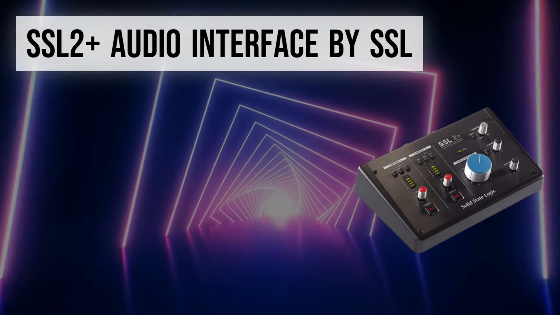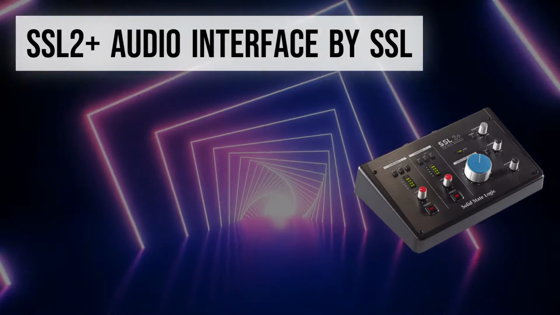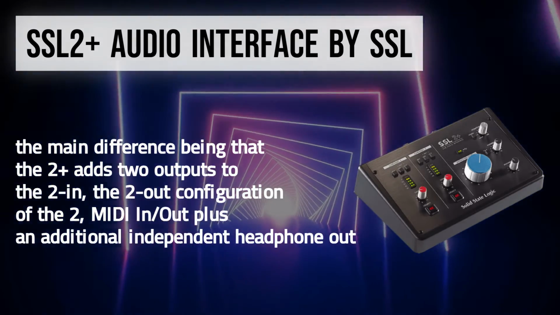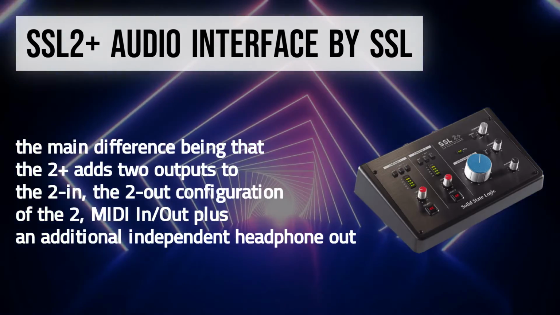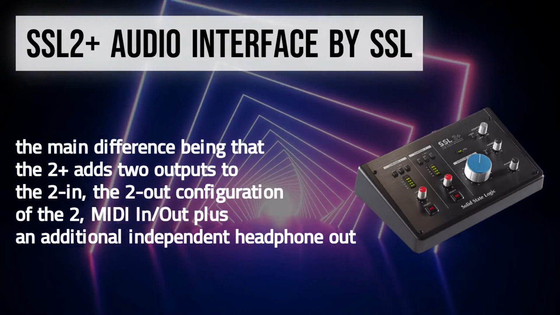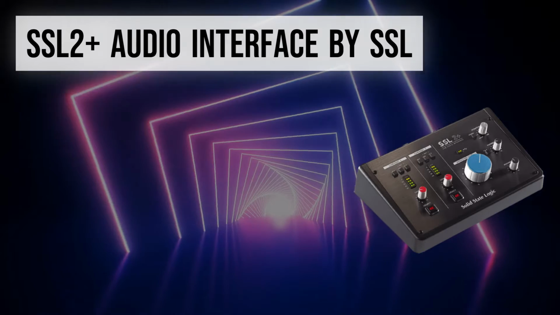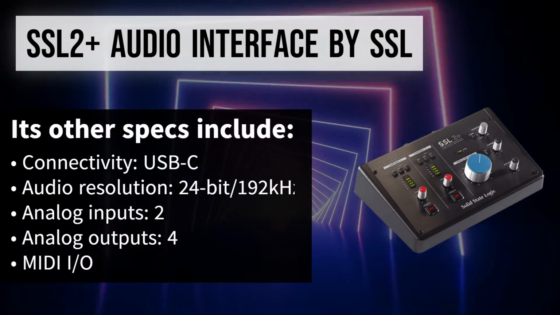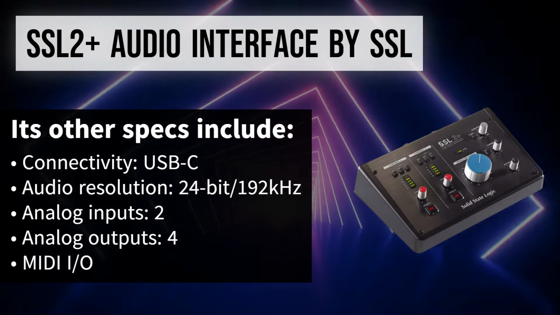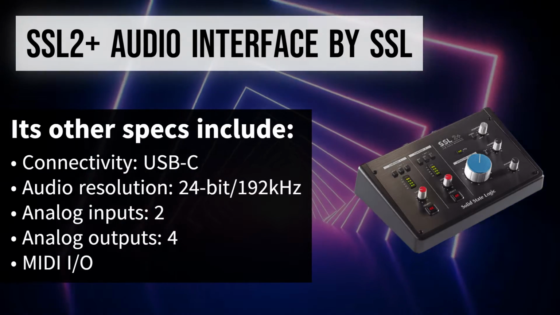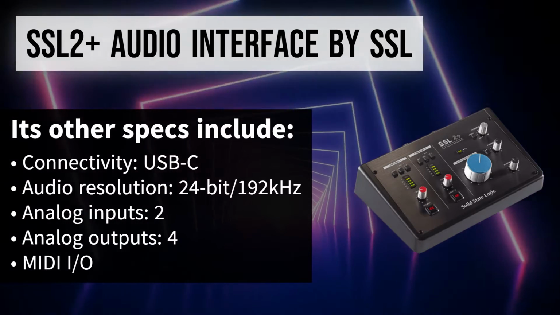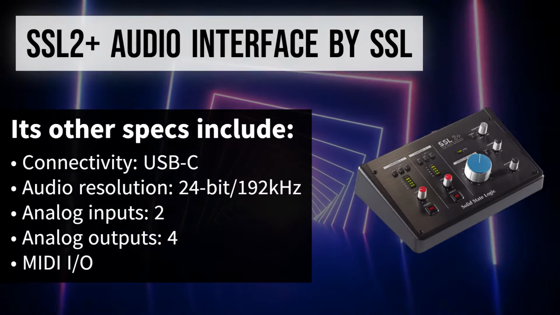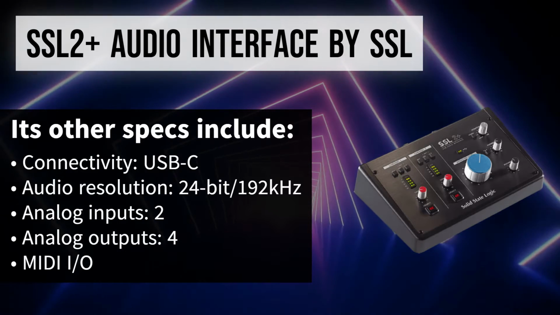This is the big brother to the standard SSL2, the main difference being that the 2 Plus adds two outputs to the 2 inputs, the 2-out configuration of the 2, MIDI I/O plus an additional independent headphone out. There's also the 4K button which adds some extra presence and high-end zing. Its other specs include connectivity, USB-C, audio resolution, 24-bit/192 kHz, analog inputs, 2, analog outputs, 4.